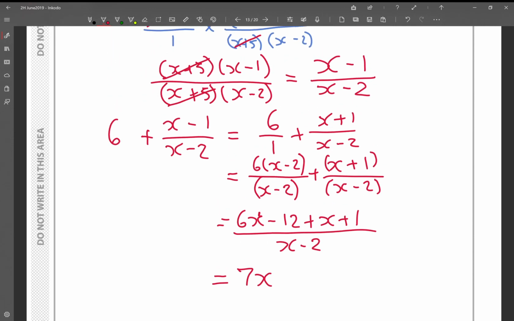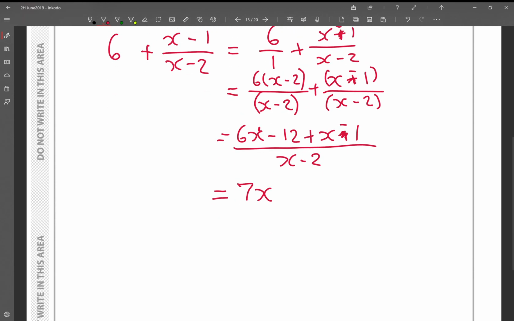Sorry, I've just realised I've made a mistake there, didn't I? Let me minus 1. Sorry about that. And then minus 12 minus 1 is minus 13, and you divide that by x minus 2. Now looking at that, do you think, well, can I do anything else? No, you can't. There's nothing here that factorises, and this won't factorise. So that is actually your answer.